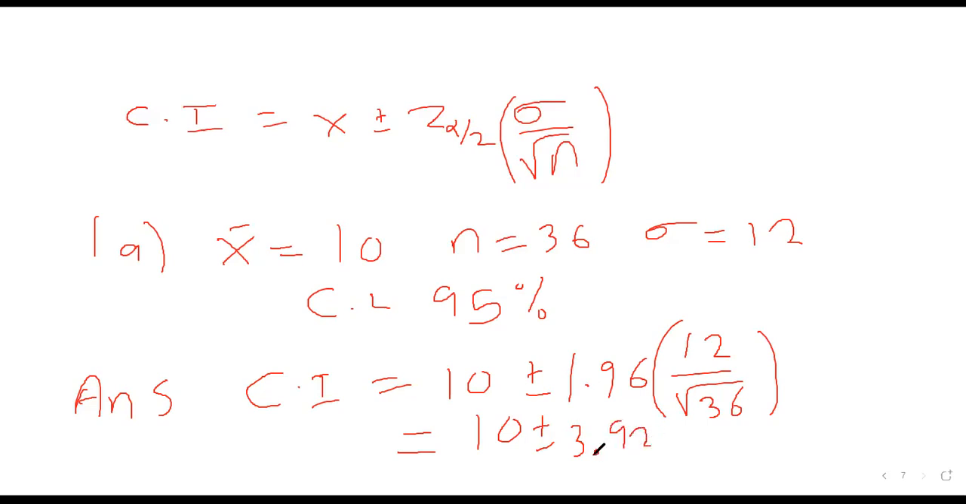So the lower bound, we start first with the lower bound. 10 minus 3.92, what do we get? 6.08. Good. Then we add 10 plus 3.92, what do we get? 13.92. Excellent.